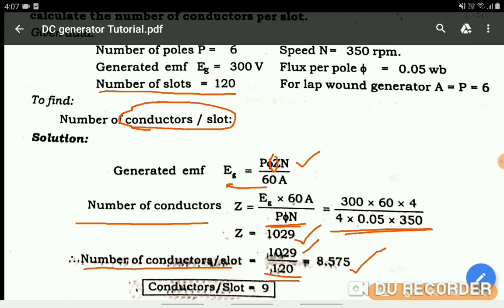But it's a number of conductors. Number 1 conductor, 2 conductors, 3 conductors. It's a numerical value. See, we couldn't make it a decimal value. Numbers cannot be in decimals. That's why here we can make it the nearest whole number, 9. So conductors per slot is equal to 9.